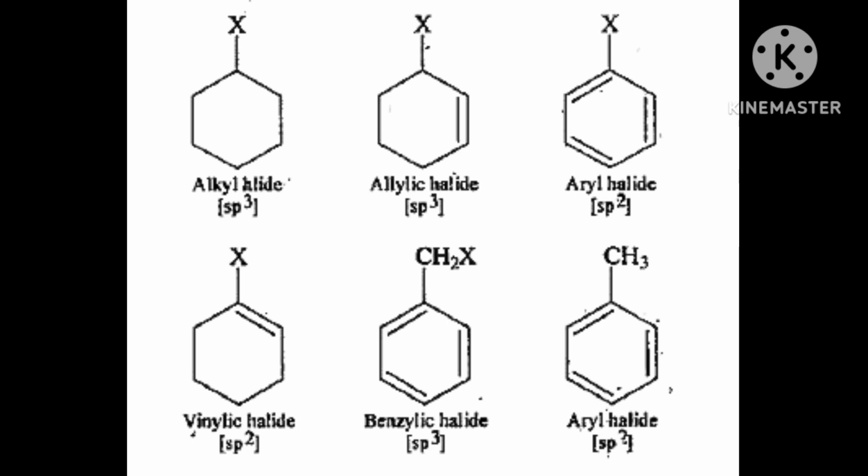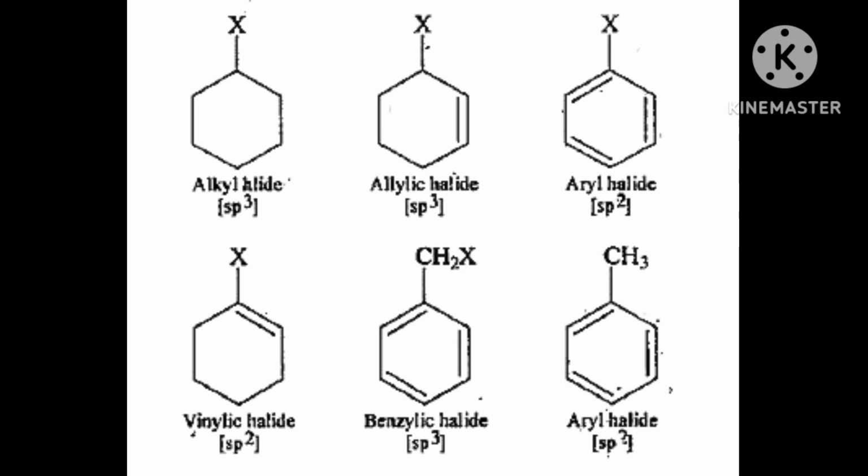Aryl halides are compounds in which the halogen atom is bonded to the sp2 hybridized carbon atom of an aromatic ring. In a benzene ring, X can attach to any carbon, because all carbons have alternate double and single bonds. Then X can attach to any carbon which has a double bond in the benzene ring. That is called aryl halide.